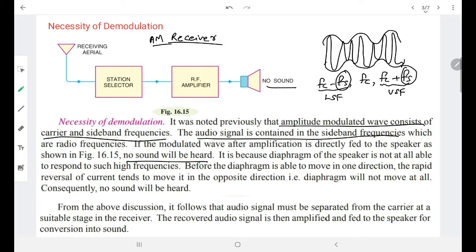The main reason is that the speaker has a diaphragm, and the diaphragm cannot respond to such high frequencies. The carrier frequencies are very high, and the diaphragm can move in both directions, but since the frequency is very high, the current reversal happens very fast, so the diaphragm cannot move with respect to the current reversal, and proper audible sound will not be heard.